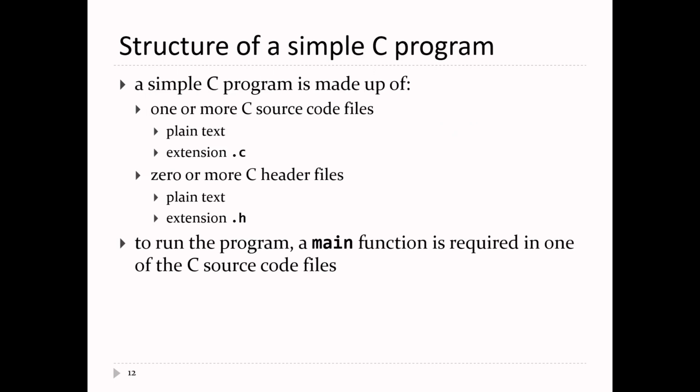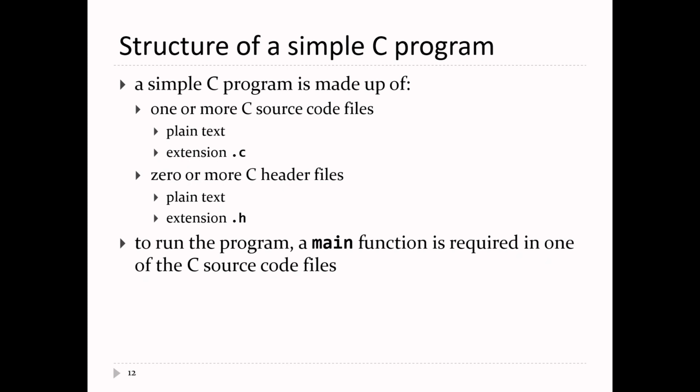Okay, so what does a C program look like? It looks a lot like a Java program, honestly. A simple C program is made up of some source code files, which normally have the extension .c. The source code is just plain text, so you can read or write it with any text editor.